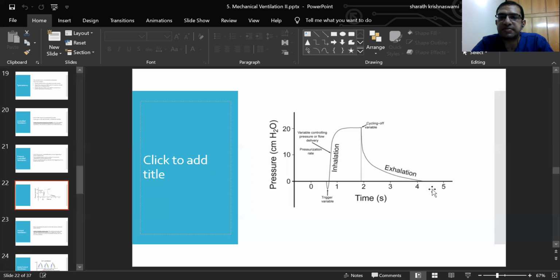patient exhales. So if you look, it generally approximates to a 1:2 ratio, where the inspiratory time is set to 1 and the expiratory time is set to 2. That is a 1:2 ratio.